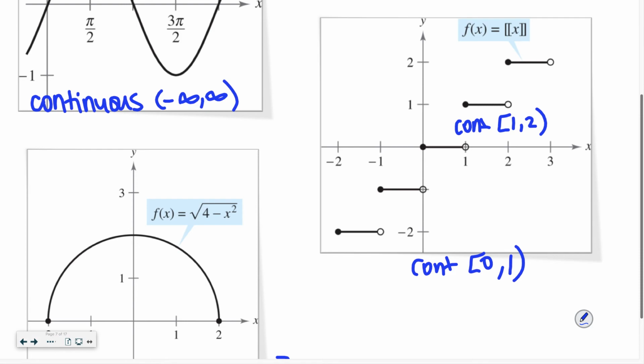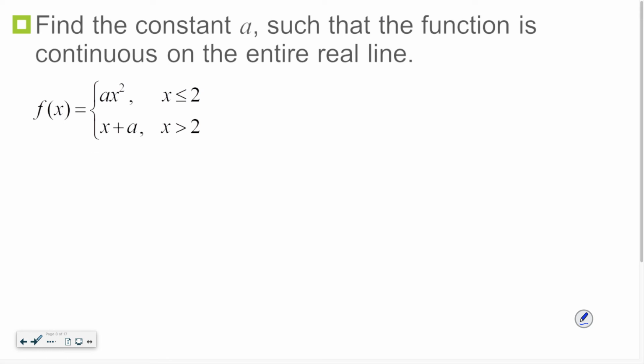All right. Please write down this piecewise function. Okay. We want to determine this A value. A is a constant. We want to determine A to where this piecewise function is continuous.